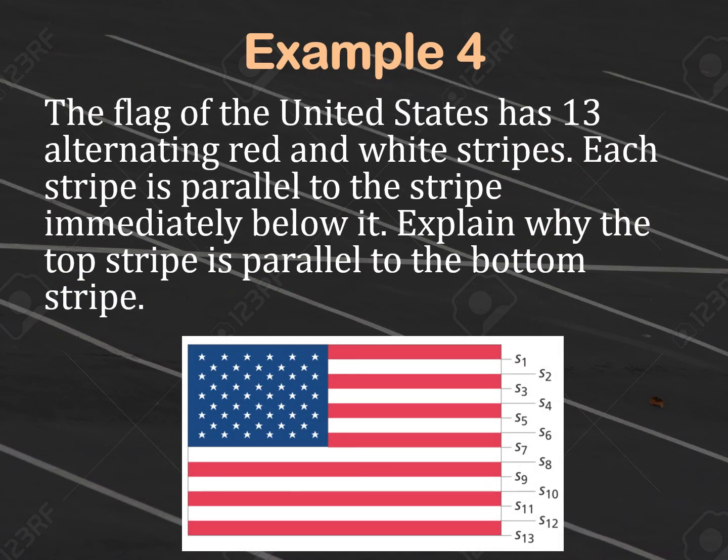Final example 4. The flag of the USA has 13 alternating red and white stripes. Each stripe is parallel to the stripe immediately below it. Explain why the top stripe is parallel to the bottom stripe. So this is basically the transitive property of parallel lines on steroids.